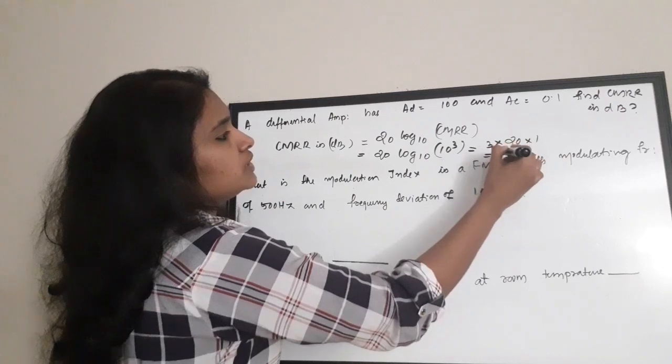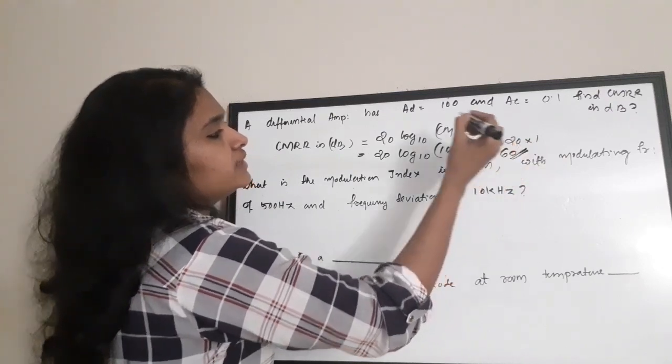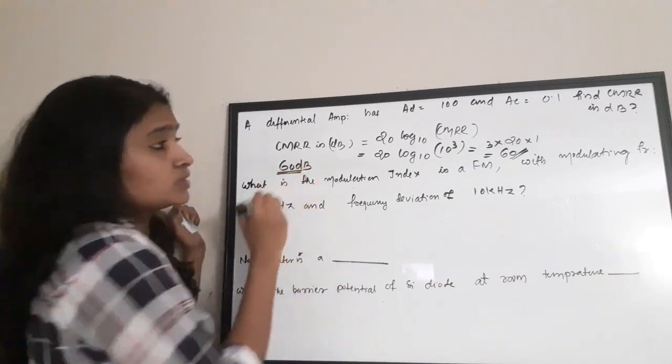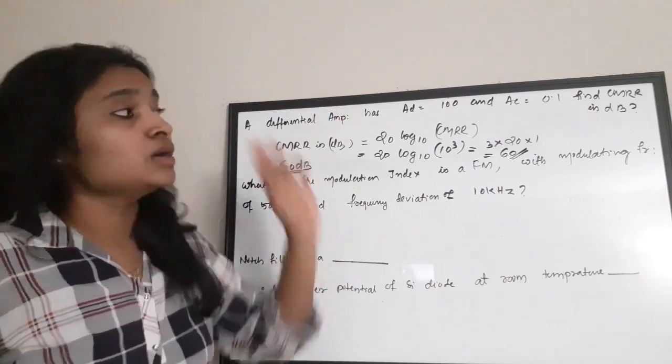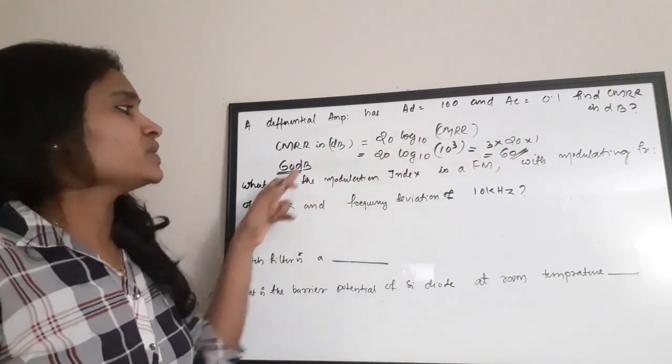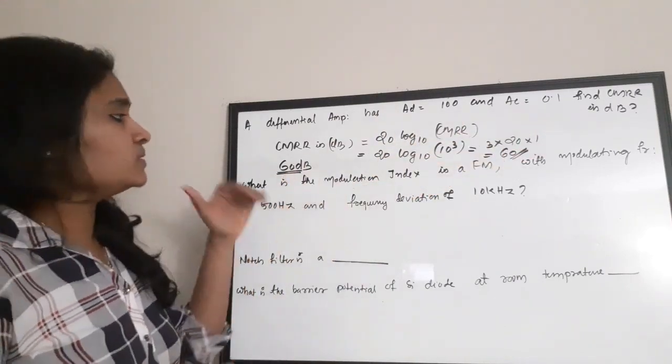That is 3 into 20 is 60. So you'll get the answer: 60 dB is the CMRR for this particular differential amplifier, which has a differential gain of 100 and a common mode gain of 0.5. Okay, so the answer is 60 dB. Moving on to the next question.